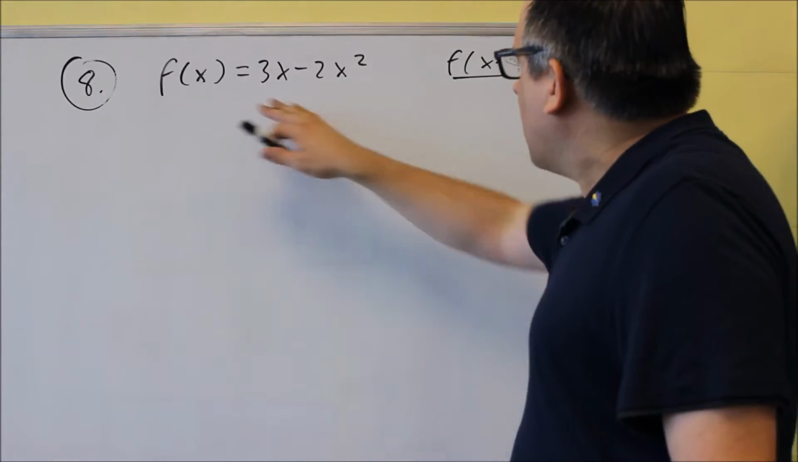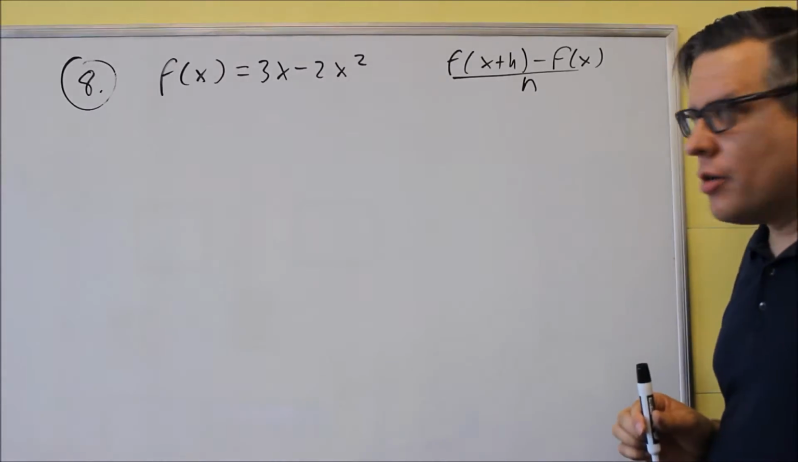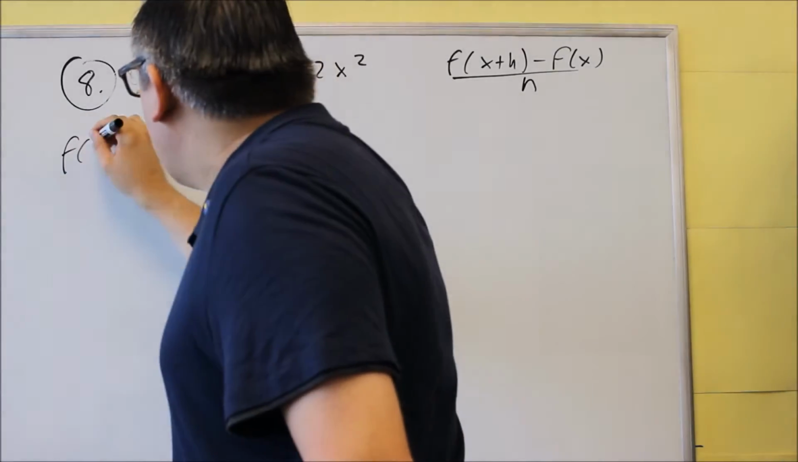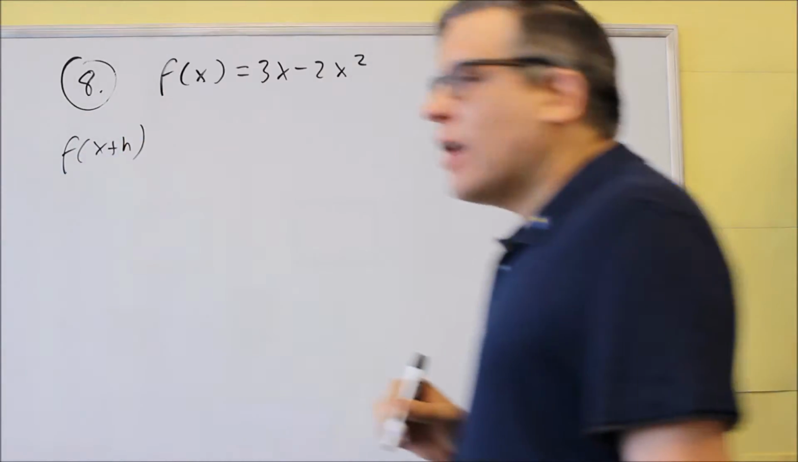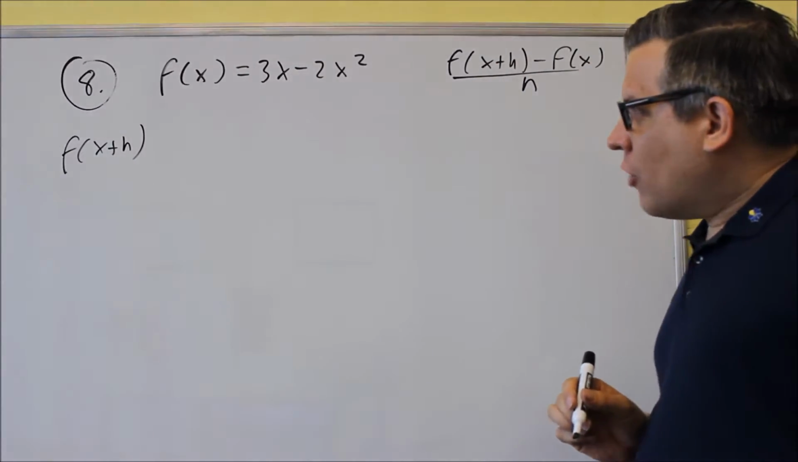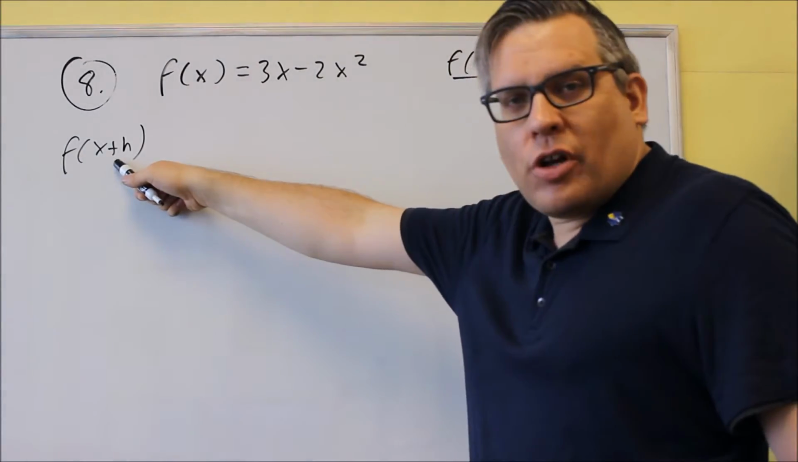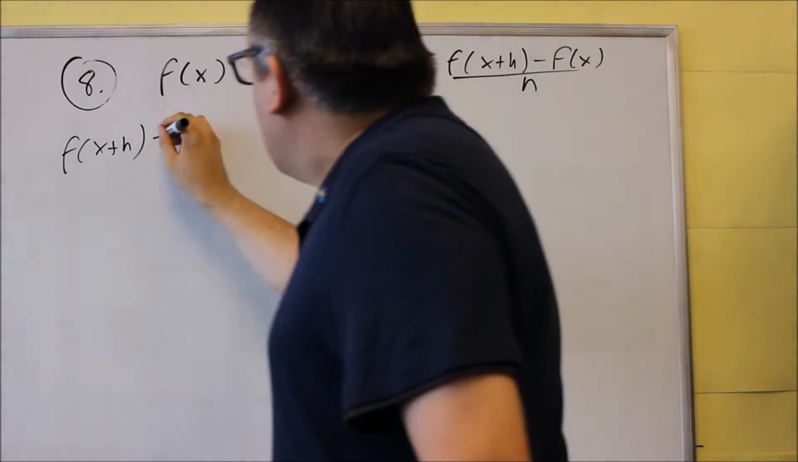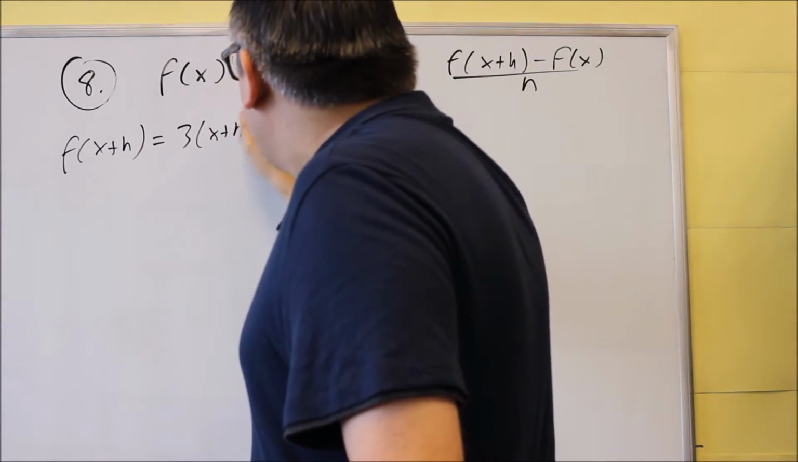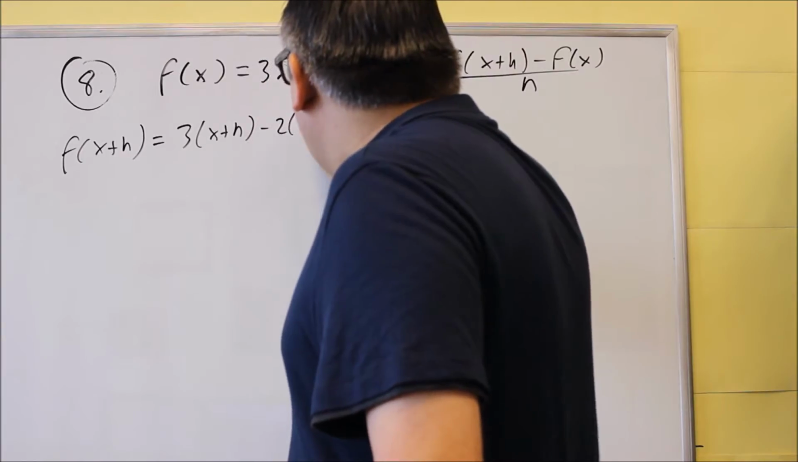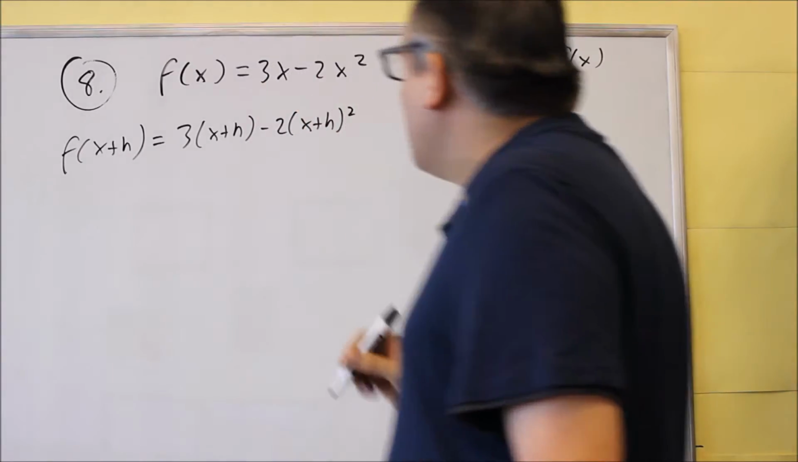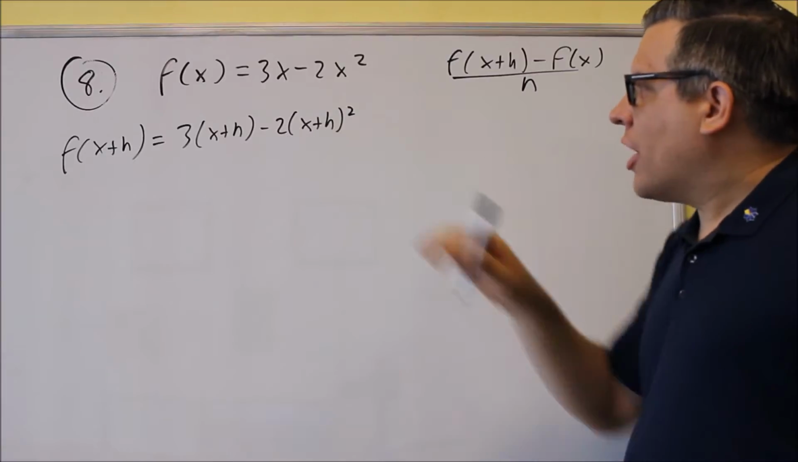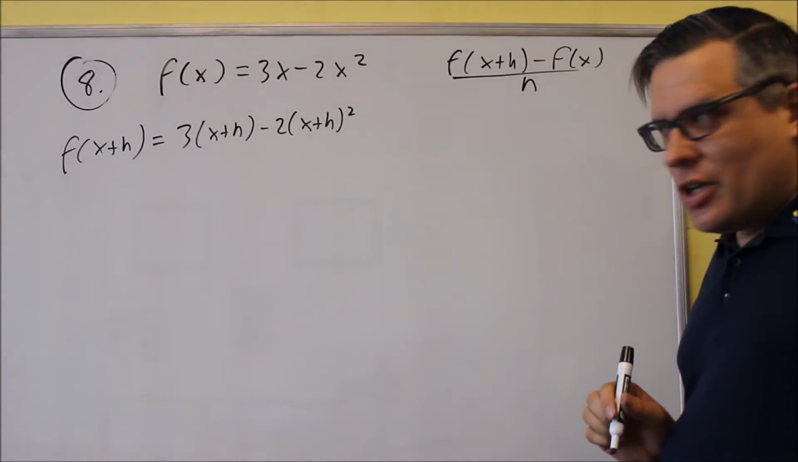So before I start by putting this stuff back into the formula, off to the side over here, let me first start with finding f of x plus h. Now what you have to do is, this says that we're going to put x plus h in for both the x's in our equation. So x plus h goes in there, x plus h goes in that one. So both places for x we're putting in x plus h.